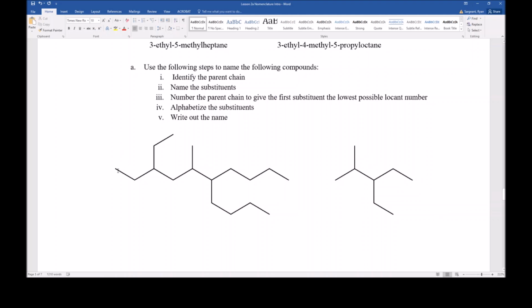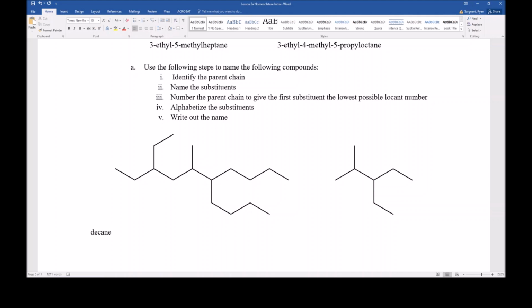Okay, let's name this one. I'm going to look first for the parent chain. 1, 2, 3, 4, 5, 6, 7, 8, 9, 10. 1, 2, 3, 4, 5, 6, 7, 8, 9, 10. 1, 2, 3, 4, 5, 6, 7. Looks like it's 10, no matter where I go. So this is going to be a decane. I've identified the parent chain.